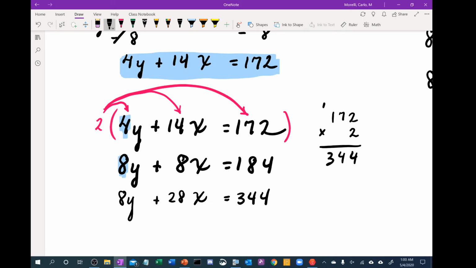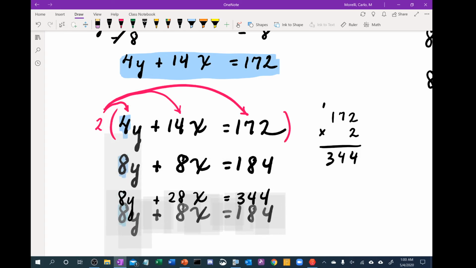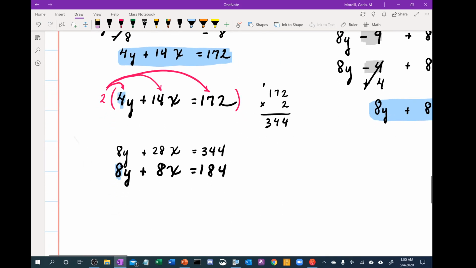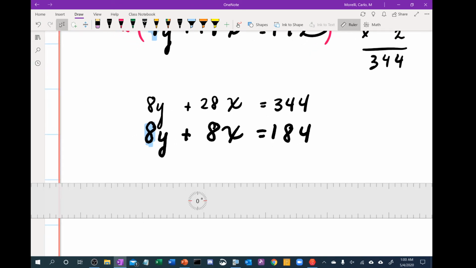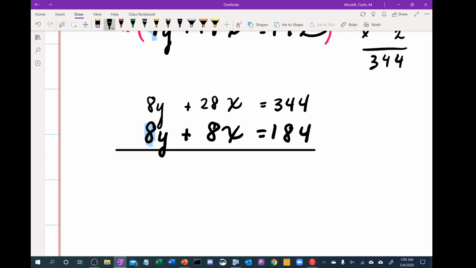And I think I'm going to eliminate by subtraction. So it's going to be in my interest to bring this equation down beneath the other one. Okay, so this is what I want to do. I want to use elimination by subtraction. So we have this system, and we're just going to subtract.